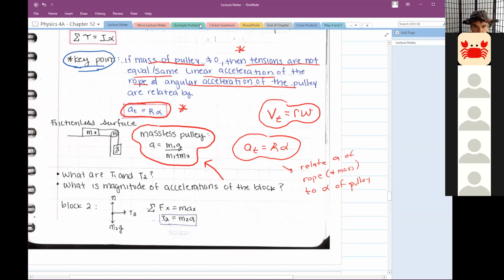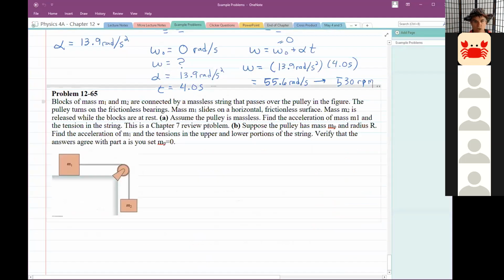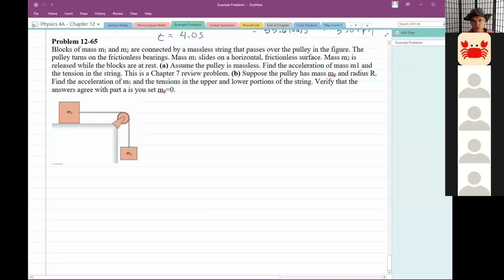So going back to this problem, keep in mind that one of the things about doing these problems is we had to be clear about defining our direction of acceleration to be positive and taking into account directions. So M1 is going to accelerate to the right, M2 is going to accelerate straight down.